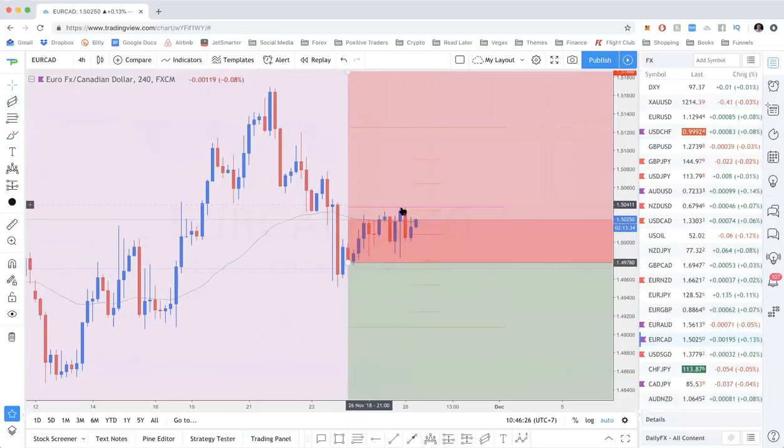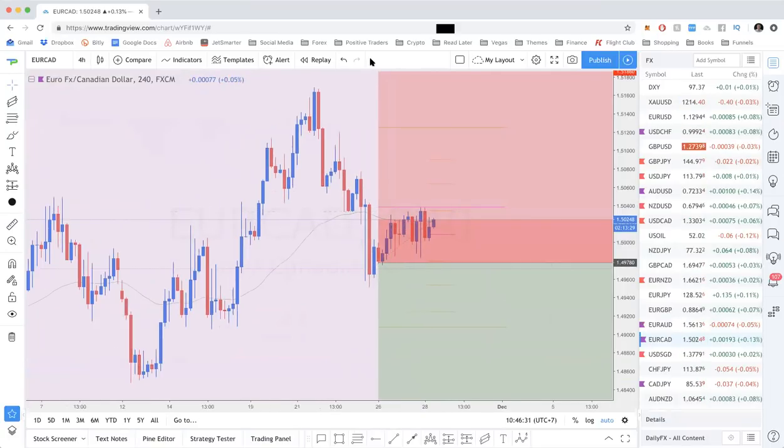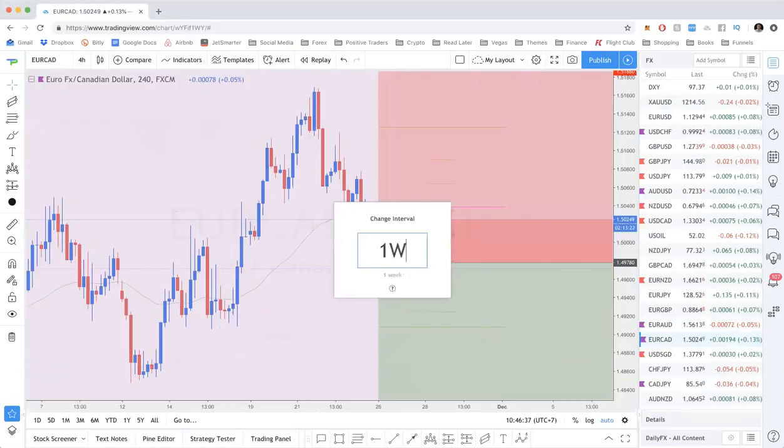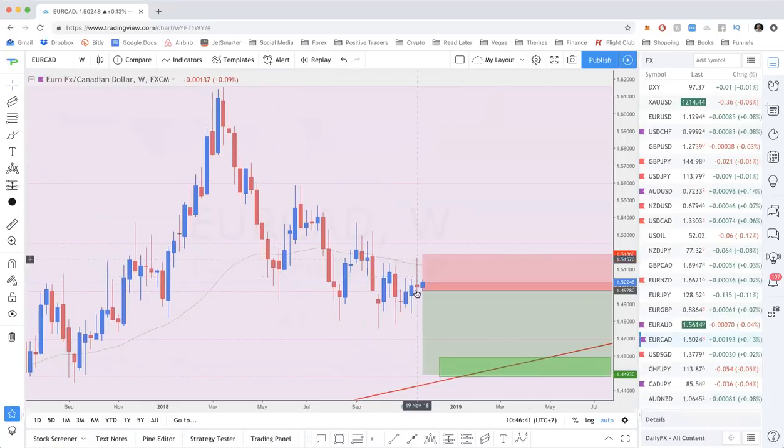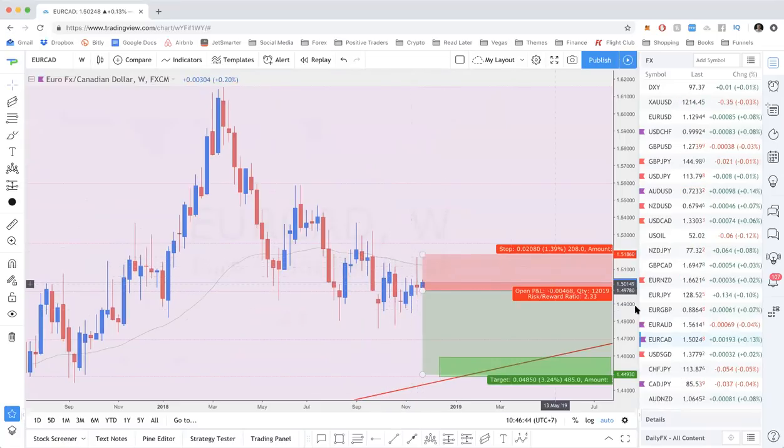Consolidating around this 50 EMA, consolidating right below the weekly pivot point, so consolidating below this previous low. So lots of good price action, not a whole lot to work with, but overall our perspective on the weekly, nice exhaustion candles. So I'd like to see some downside on this pair.